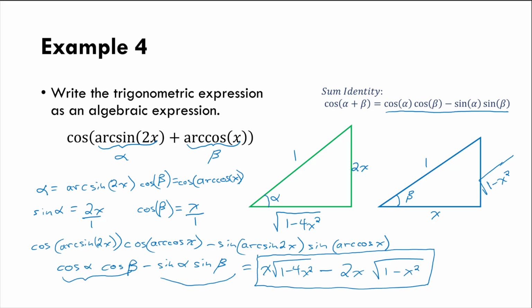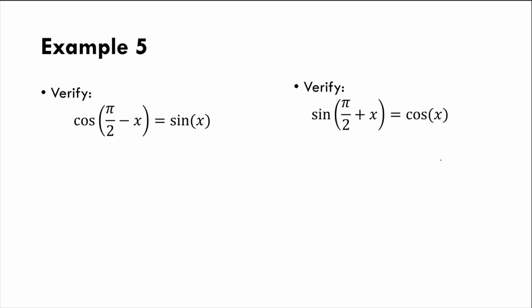All right, let's take a look at one more example. This is kind of a two-part example. I've got cosine of pi over 2 minus x is equal to sine of x. We've seen this before. This is our cofunction identity. And then we also have what's called a reduction identity here.